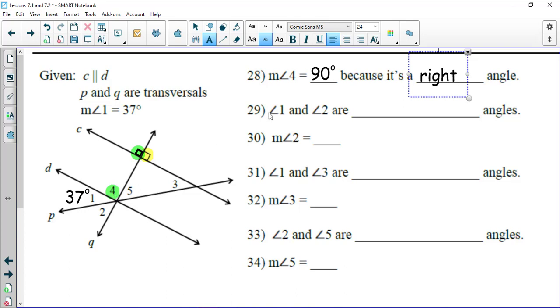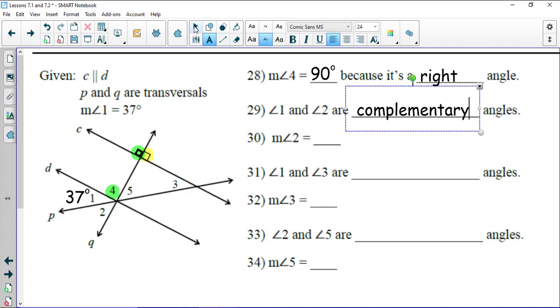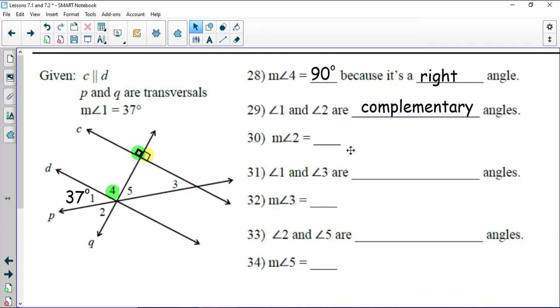Now, angles 1 and angle 2 are going to be complementary angles. Let's talk about why. Remember, complementary means they add to 90 degrees. I know that they're complementary angles since angle 4 is 90 degrees. In fact, I'll copy that down here. Then I also know that angles 1 and 2 have to total 90 degrees. And when angles total 90 degrees, that means they're complementary angles.